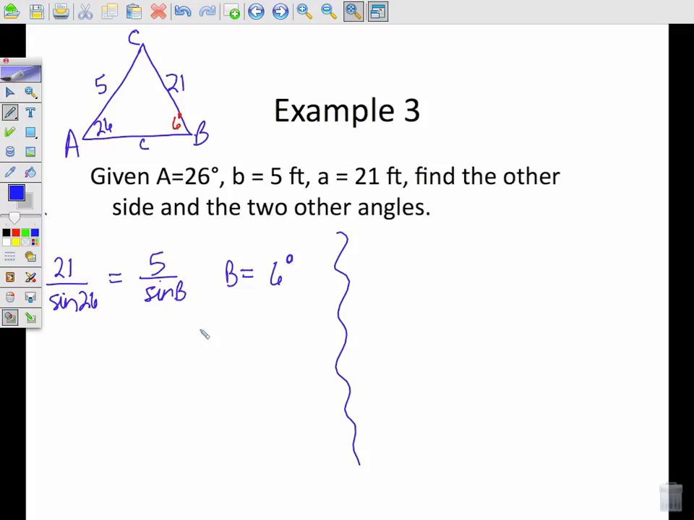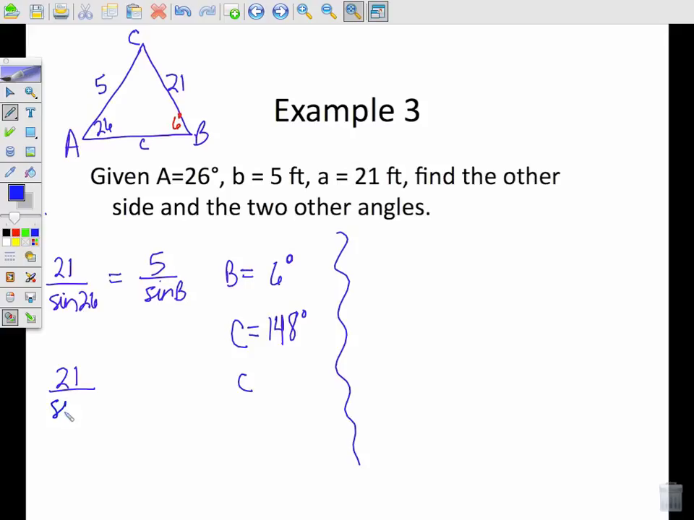All right, now in order for me to find angle C, I would do 180 minus the 26 and minus the 6, which is 148. You can see that I rounded this 5.99 to the 6, just to keep it a whole angle at this point in time.